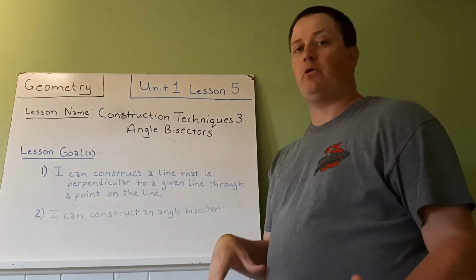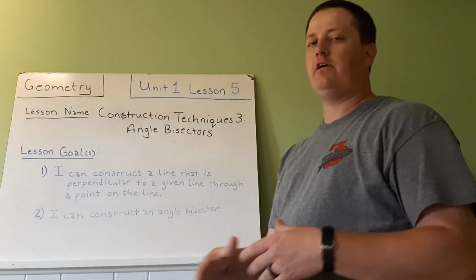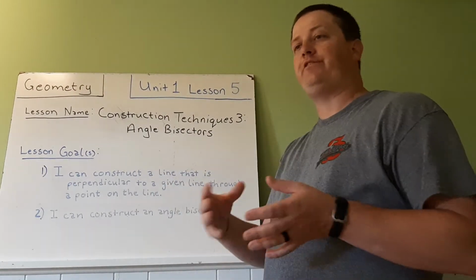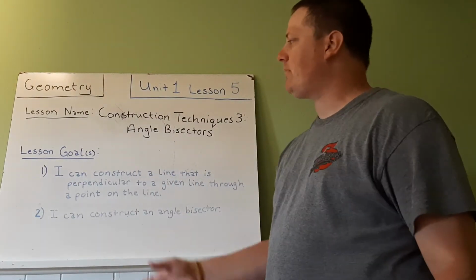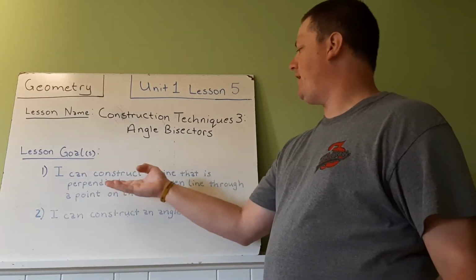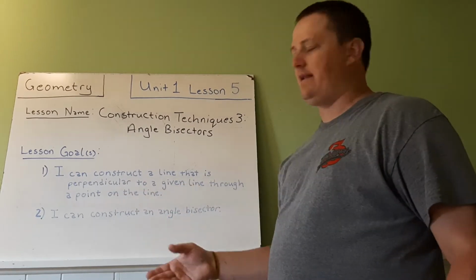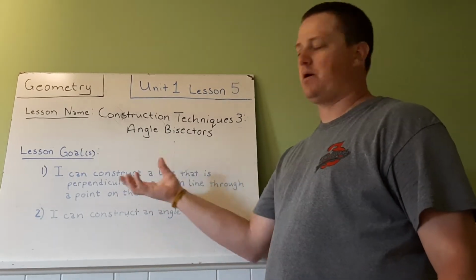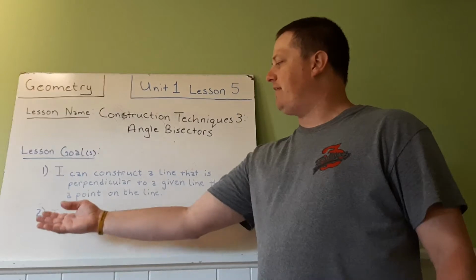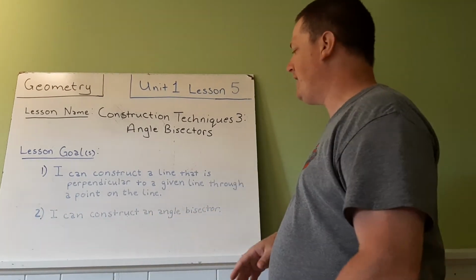So in the past, we focused on perpendicular bisectors. Here we're going to look at how to take an angle and cut it into two equal size angles. So the lesson goals are: I can construct a line that is perpendicular to a given line through a point on the line. This is going to use our understanding of perpendicular bisectors. And then that's going to build into: I can construct an angle bisector.